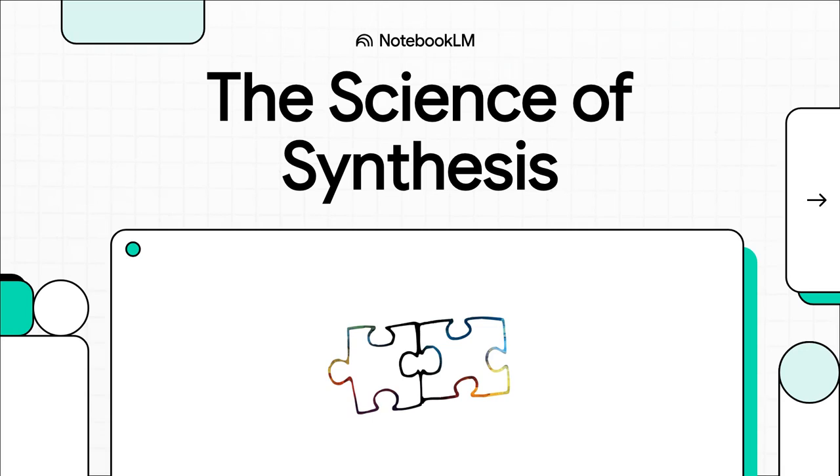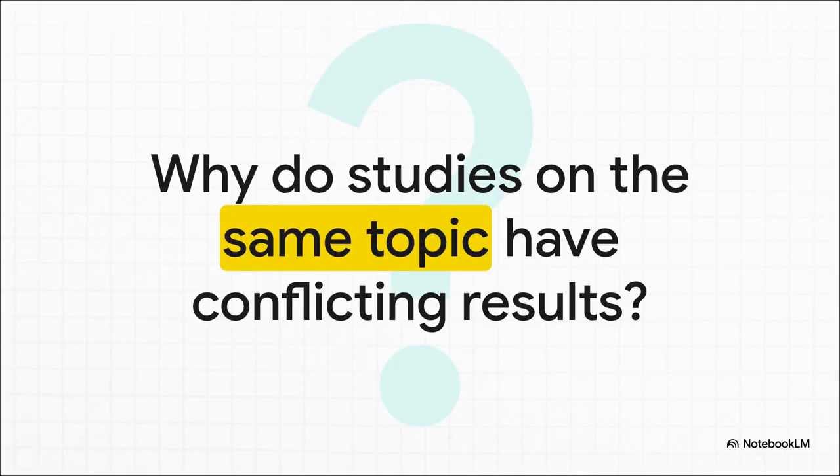Welcome to the Explainer. Today, we're going to break down meta-analysis, a really powerful tool scientists use to find the signal hidden in the noise. It's how they can take a bunch of conflicting studies and find a single, more reliable truth. So let's dive in. We've all seen those headlines, right?